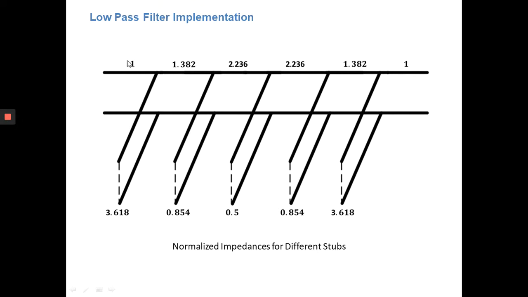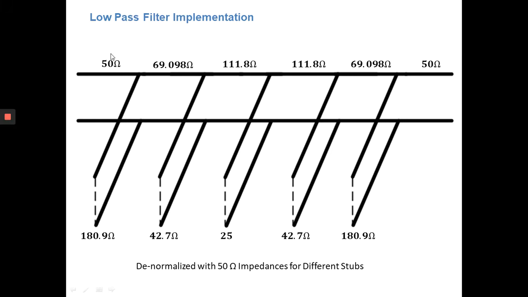Now we add again one here because we're going to connect it to a 50 ohm line, which will become a 50 ohm line later on. Now these all are actually the normalized values for 50 ohm, so we need to denormalize them. We multiply each element with 50 ohm and we get all the impedance values of the transmission lines in ohms.